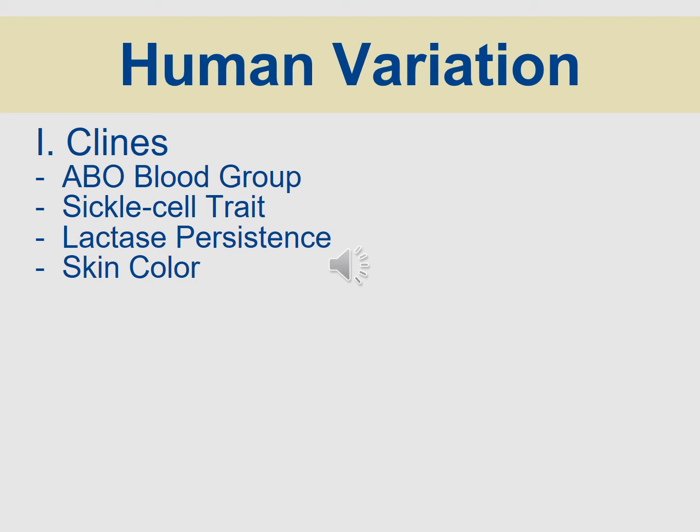And I have a few different examples. The ABO blood group, which we've worked on, sickle cell trait, which has already been mentioned. And we'll go into more detail in other topics like lactase persistence, as well as skin color or skin pigmentation.